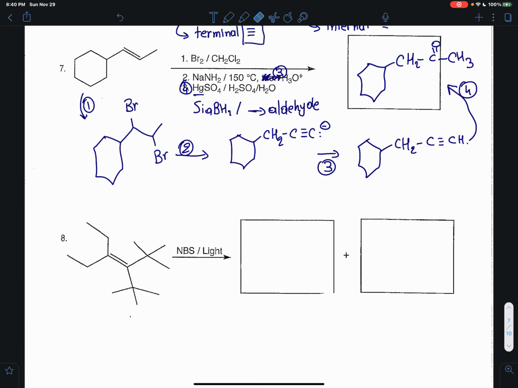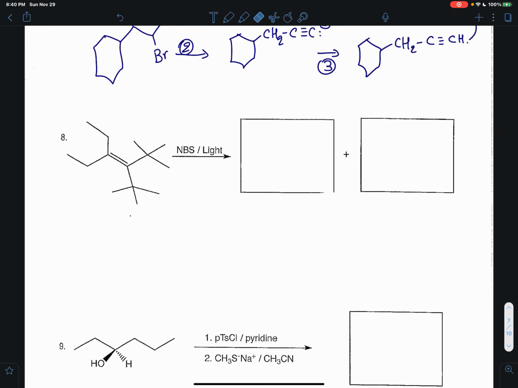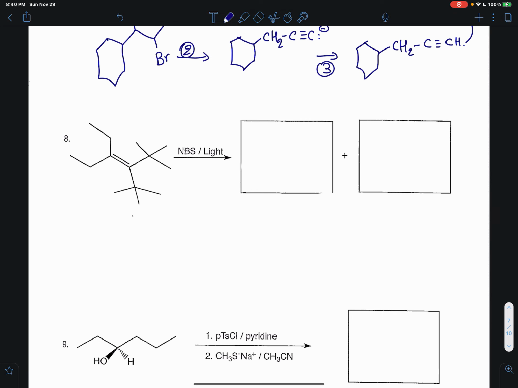Alright, so now moving on, NBS and light. As we know, NBS and light will form a radical on an allylic position. So here you have to determine which allylic position, right? You have this allylic position, this one, this one, and this one. In these 2 allylic positions, it's not possible because this carbon does not have any hydrogen to form a radical. So those are out of the picture. And these 2 allylic positions are actually the same, because there's a plane of symmetry in the middle. So I'm just going to choose one of them and draw it based on that.